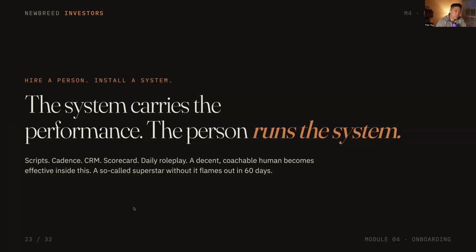You could take a random Joe Schmo off the street and make them into a killer if they have the right work ethic. And the person runs the system. Okay, the system runs the business, and one person just runs the play, right? If you guys ever heard me or Alex Hormozi talk, it's run the play. Okay, the scripts, the cadence, the CRM, everything should be the same. And a so-called superstar without it flames out in 60 days, right? So if you don't follow the play, they're going to burn out.